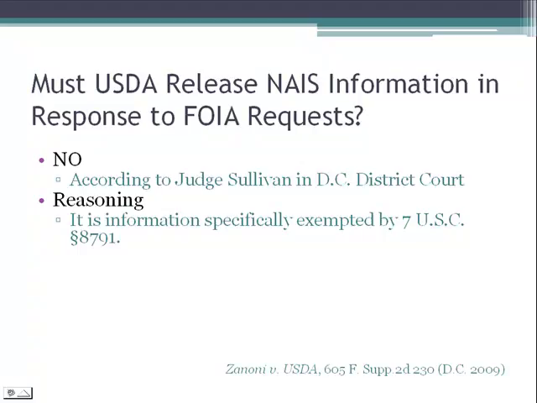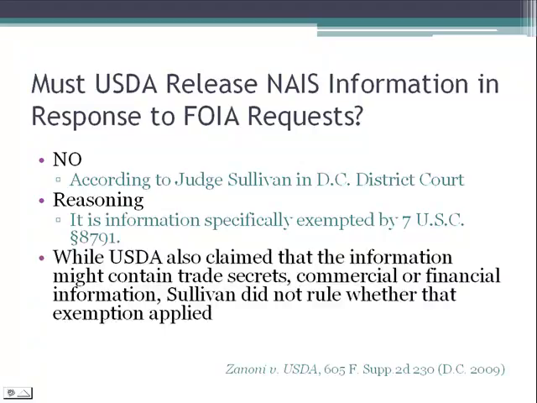And USDA also made another claim, but because the judge said that the specific exemption was enough, the judge didn't even talk about the other claim. But it's important to note that the USDA is arguing both of these things, and both of these are potential reasons not to release the information through FOIA.